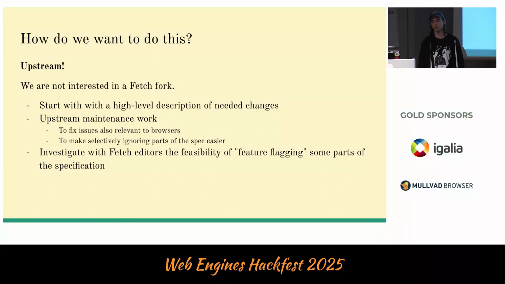And then making the spec more, cleaning up parts of the spec to make it easier to selectively ignore parts of it, like splitting up algorithms that are very large into smaller algorithms where you could say, just ignore this part of the algorithm, or just ignore this algorithm entirely if you're on a server. And then investigate in the future whether it's feasible for the fetch spec to include a feature flag system of sorts where you can say, if you are on a server, don't do this branch. If you're on a browser, do this branch.